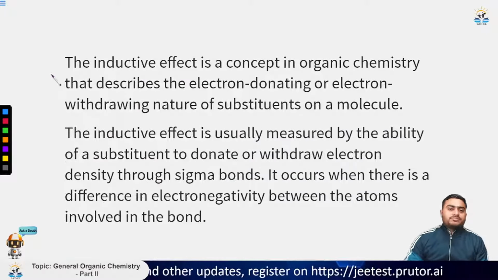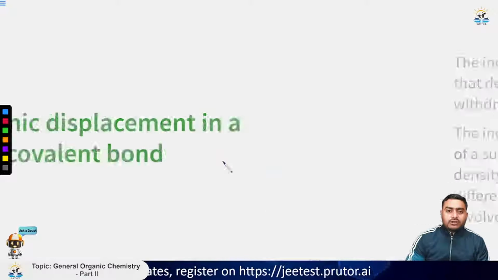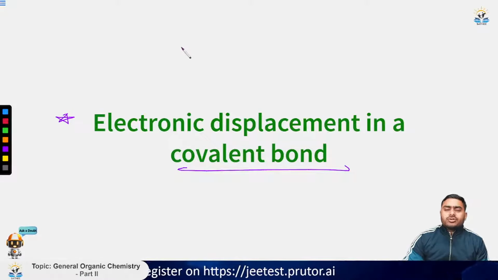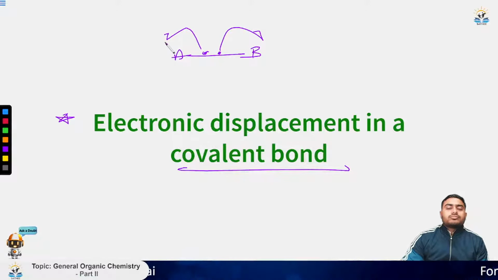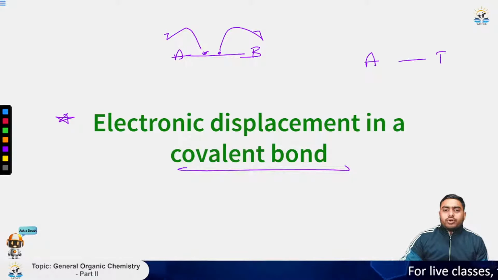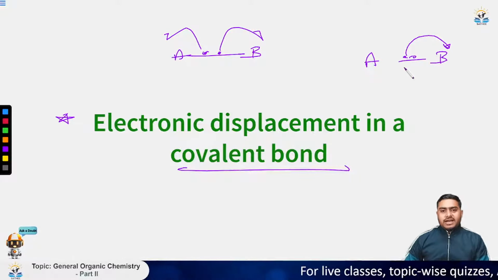So let's understand. The inductive effect is a concept in organic chemistry. First of all, electronic displacement: if there is a bond between A and B, electronic displacement will take place in a covalent bond. If two electrons can go one electron to each atom, similarly both electrons can go to a single atom. That depends on the homolytic or heterolytic cleavage.